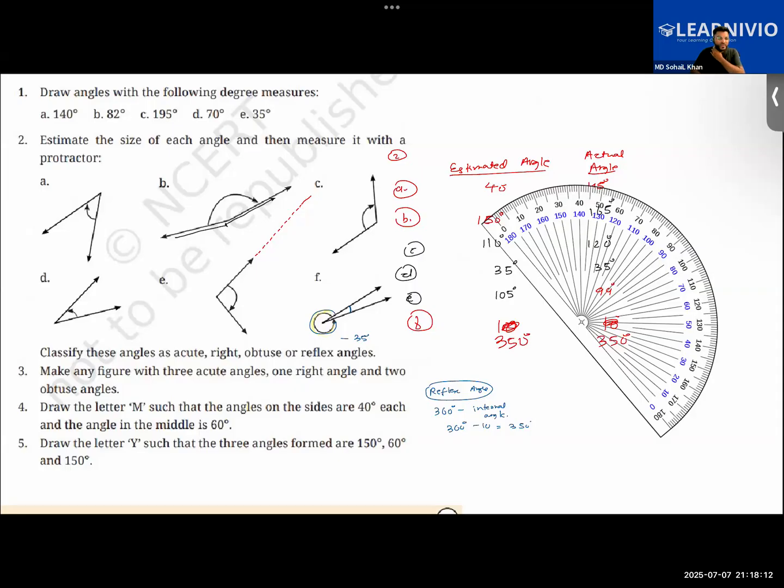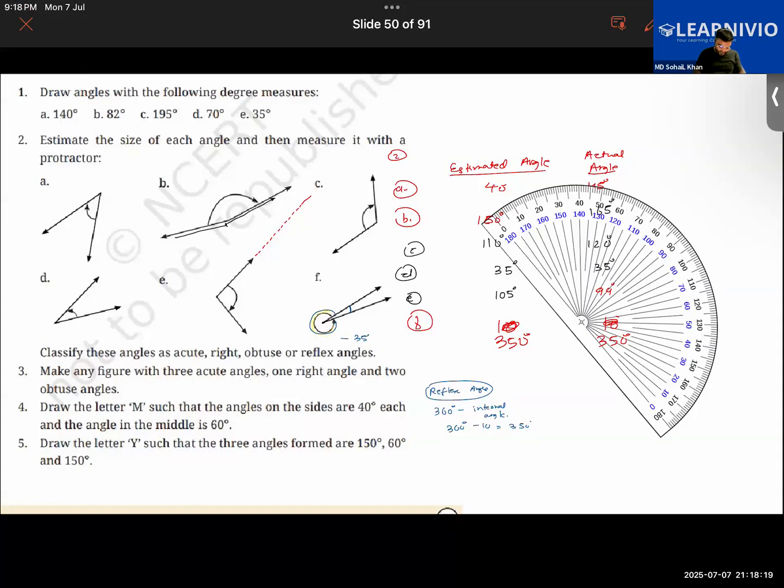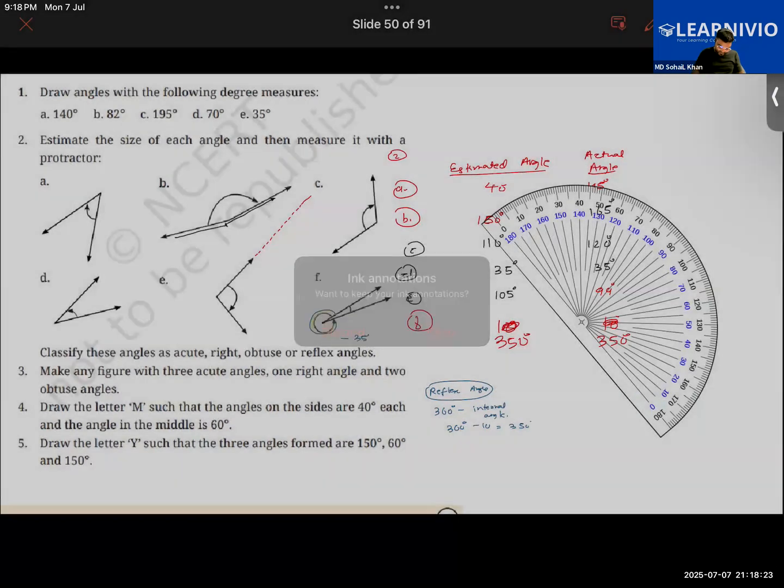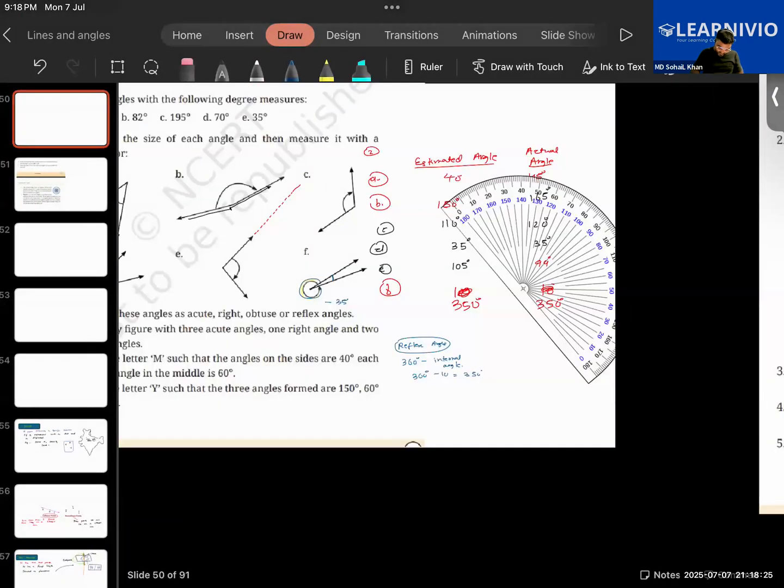Make any figure with 3 acute angles, 1 right angle and 2 obtuse angles. See what question number 3 is saying: we have to make any figure with the help of this. One minute.